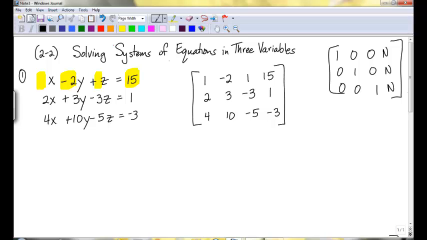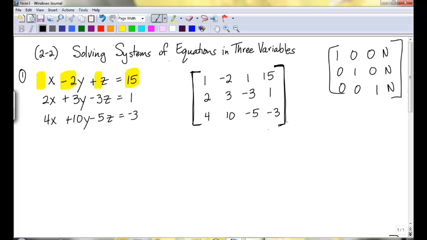So in matrices, you throw out the variables. Okay, and a matrix has a bracket. Determinants are straight lines. Matrices are brackets. So make sure you have that little bracket around it. Okay, so the first row across is 1, negative 2, 1, 15. Second row across would be 2, 3, negative 3, 1. Third row across is 4, 10, negative 5, negative 3.